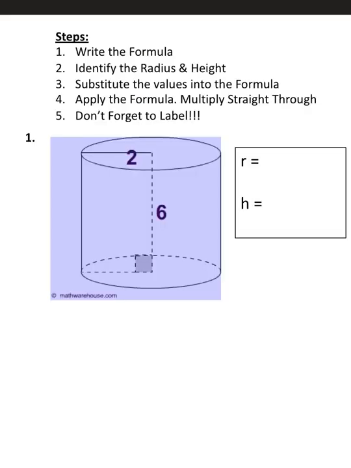All right, so here we go. Let's do problem number 1. I'm just going to follow the steps exactly. Step 1 says write the formula. So the formula was volume equals pi times r times h.